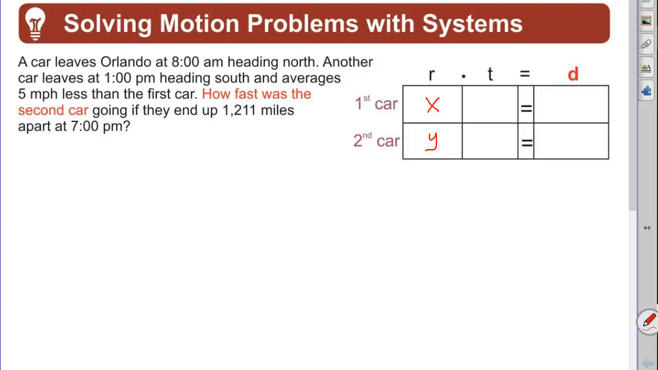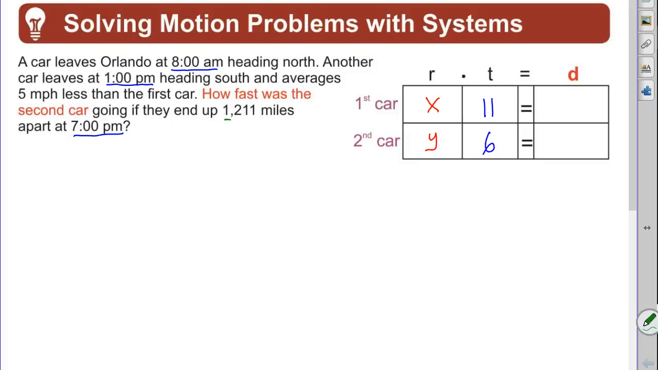Now I have to look at the problem and try to find time or distance. With time, I'm told the first car left at 8 a.m. and stopped at 7 p.m. I have to add that up. That's 11 hours, 11 for the time of the first car. The second car started at 1 p.m. and ended at 7. That's 6 hours.